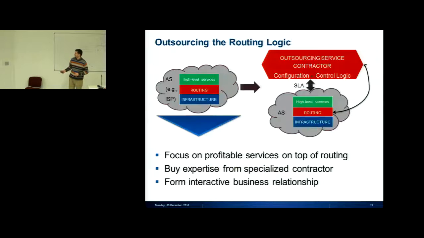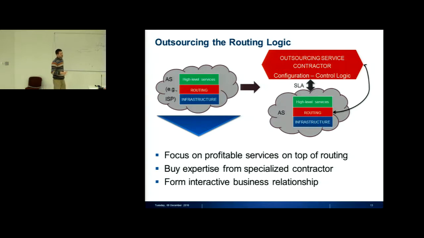Okay. And let's see this with a picture. Let's say that we have an autonomous system, and the autonomous system has its infrastructure. It has routing on top of the infrastructure, and on top of routing, an internet service provider may have some services it sells, like cloud hosting or over-the-top video, IPTV, and things like that to its clients. And this idea basically argues that we should get an external company, an external contractor, to do the management of the routing for an internet service provider.